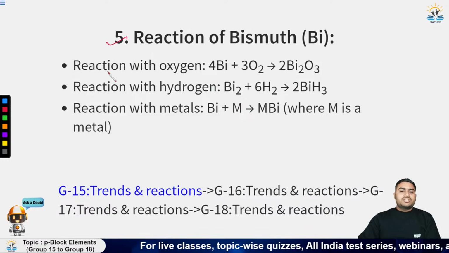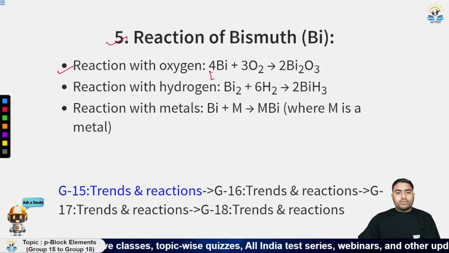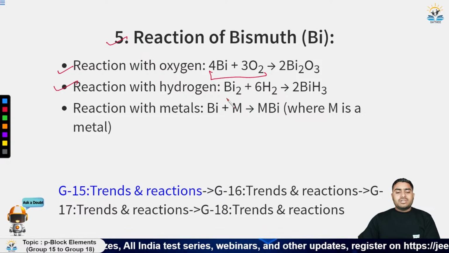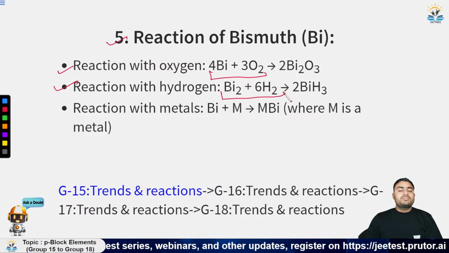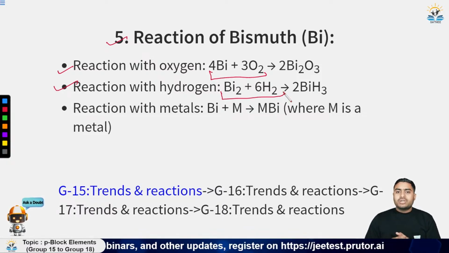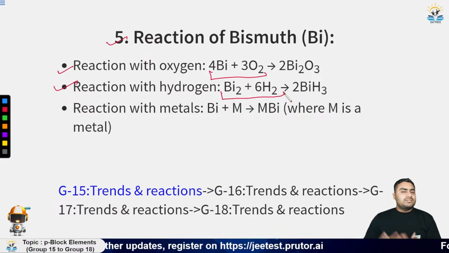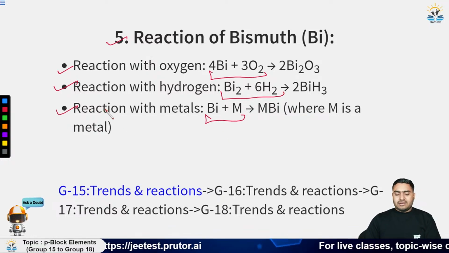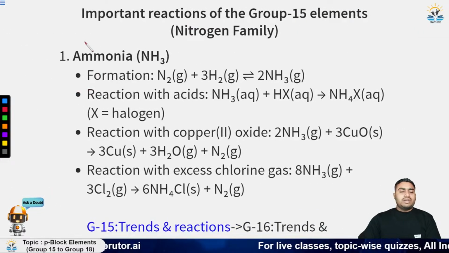Now let's move to the reaction of bismuth. Reaction with oxygen: 4Bi plus 3O2 gives 2Bi2O3. Reaction with hydrogen gives BiH3, that means 2Bi plus 3H2 gives 2BiH3. Next one is reaction with metals. So Bi plus M gives M3Bi, right? Okay, let's move to the next.